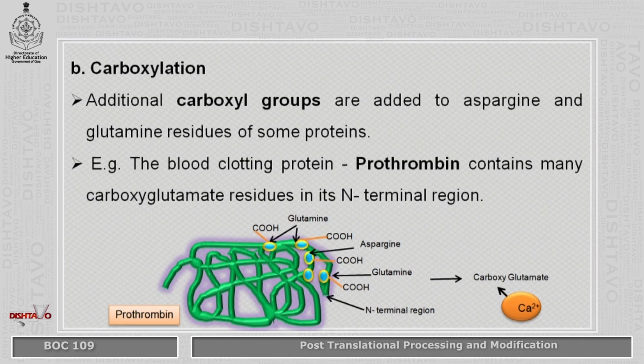The next type is carboxylation. Addition of carboxyl group is carboxylation. These carboxyl groups are added to the asparagine and glutamine residues of some proteins. For example, the blood clotting protein prothrombin contains many carboxyglutamate residues in its N-terminal region. This carboxyglutamate joins with the calcium and initiates the clotting mechanism.